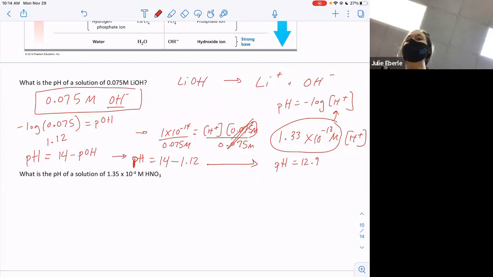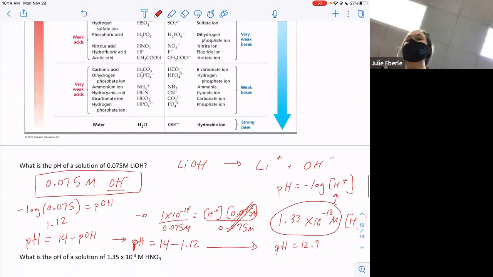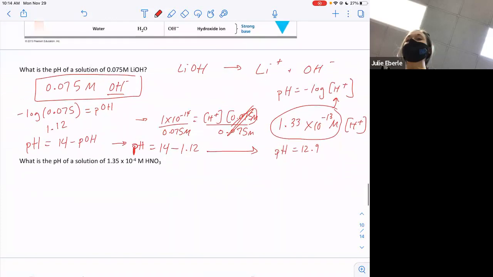Questions on that? The key here is that you recognize this is a strong base, which is why you're given this table right up here. That completely determines how you handle the problem. And I'm not going to give you a problem of a weak base. I might give you a problem for a weak acid where you're going to use Ka. All right. Very similar problem here.